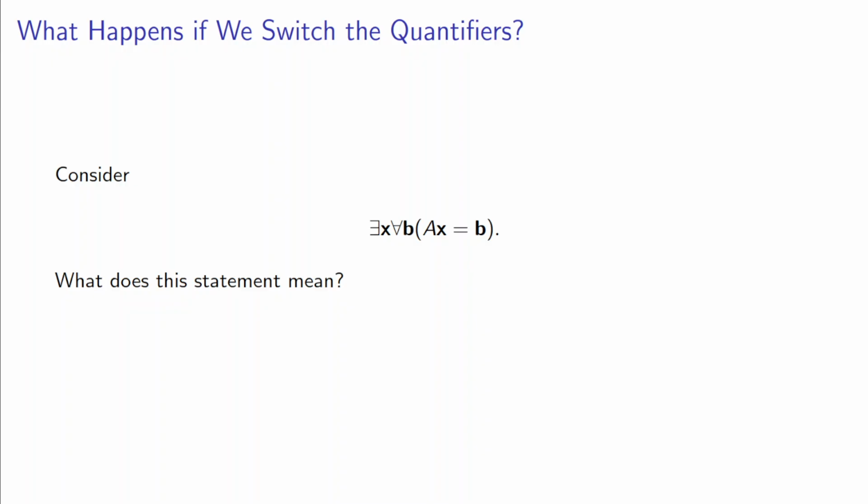If we reverse the order of the quantifiers and write, there exists x such that for all B, Ax equals B, so what does this statement mean? There exists a vector x such that for every vector B, Ax equals B. And that is not true for any matrix. There would not be a matrix such that we could find some vector x where for every vector B, Ax equals B.